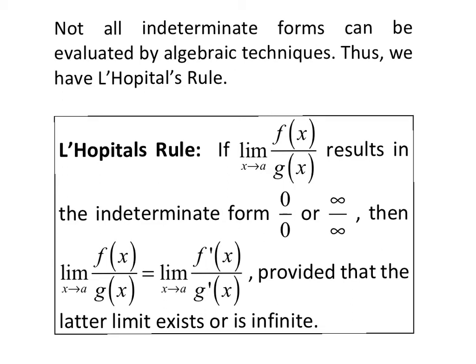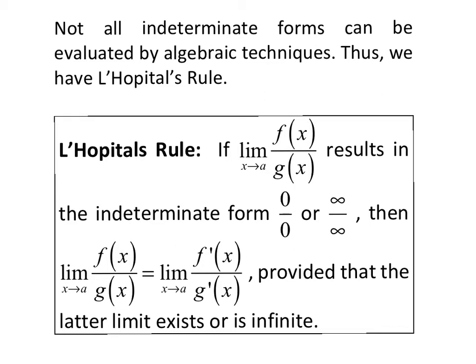And L'Hopital's rule states that if you have the limit as x is approaching, like, whatever the constant a is, of a rational function, and that rational function limit results in the indeterminate form of either 0 over 0 or infinity over infinity, which could include negative infinity over infinity, then the limit of the original problem is actually equivalent to the limit of the rational function where we differentiate the top and the bottom. So the limit as x approaching a of f prime of x over g prime of x, provided that the second limit, the latter limit, actually exists or is actually going to be infinite.